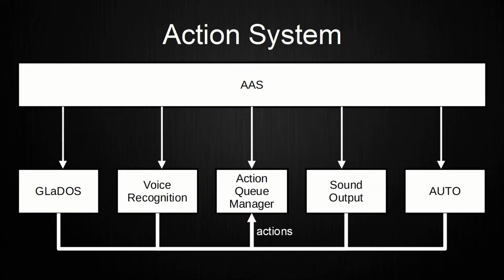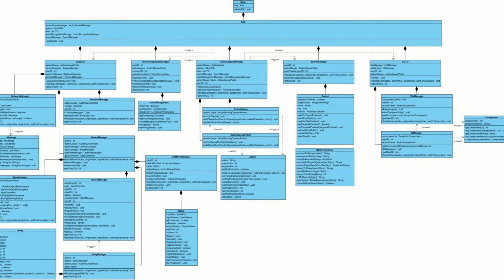This means that while every component has a reference of the entire action list, they can only add to it. The removal of actions can only be done by the Action Queue Manager. With these plans in mind, a corresponding UML diagram was created.